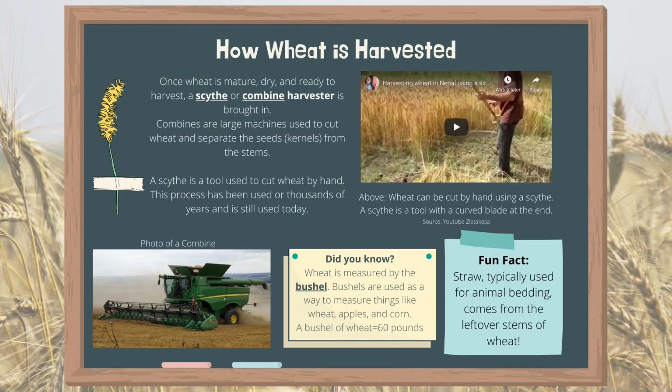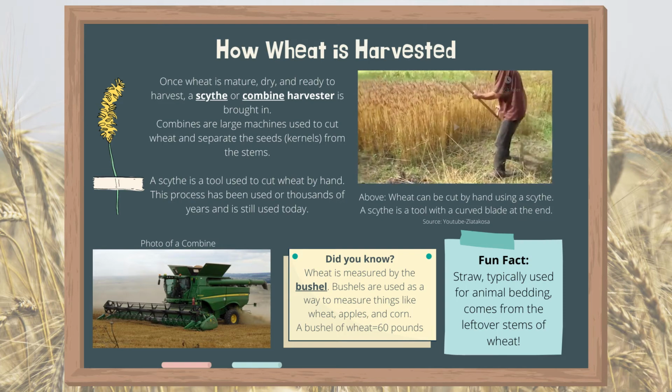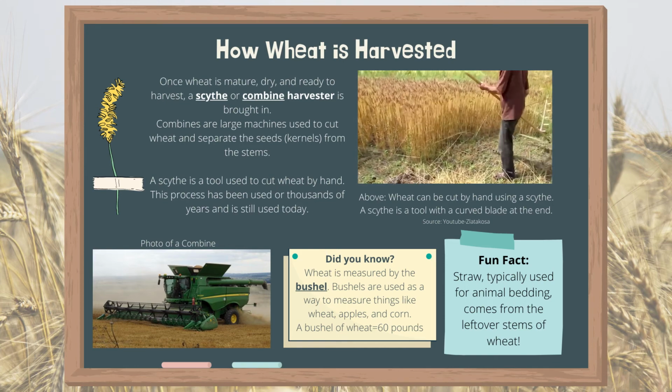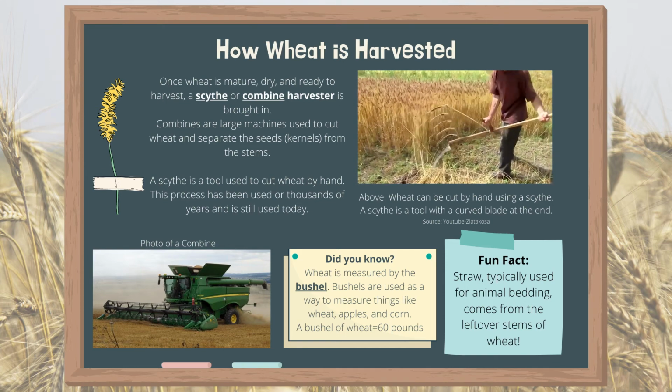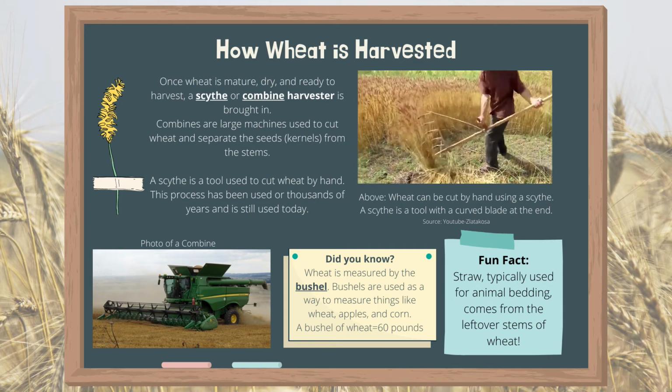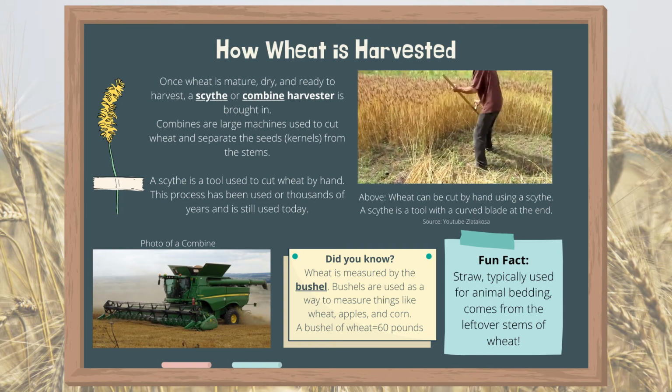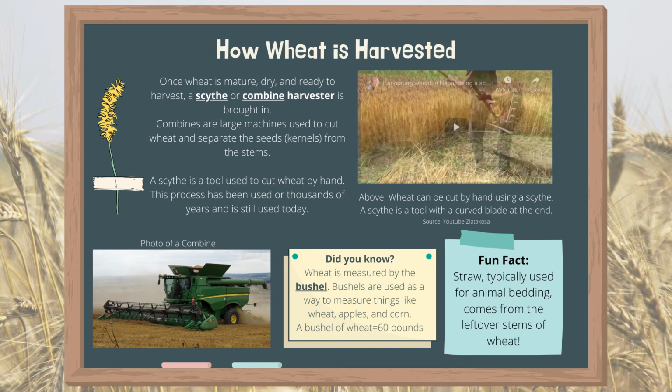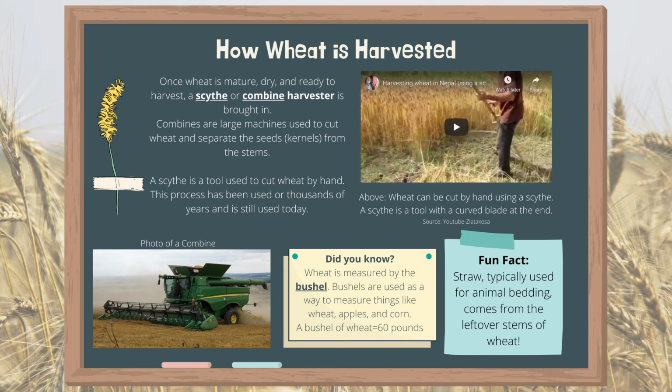Once the wheat is mature, dry, and ready to harvest, a scythe or combine harvester is brought in. Combines are large machines used to cut wheat and separate the seeds or kernels from the stems. A scythe is a tool used to cut wheat by hand. This process has been used for thousands of years and is still used today. The video above was taken in Nepal and shows someone cutting wheat by hand using a scythe. How cool is that? Did you also know that wheat is measured by the bushel? Bushels are used as a way to measure things like wheat, apples, and corn. A bushel of wheat is 60 pounds.